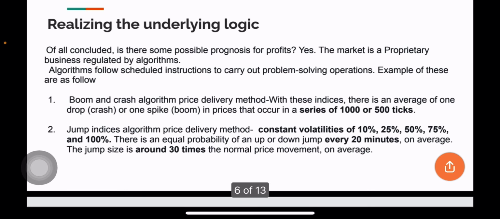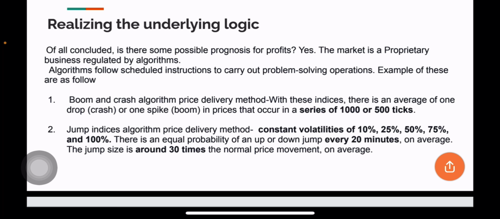Now, realizing the underlying logic of all we have concluded, knowing that we are actually trading against computers and that the business is a proprietorship business, a privately owned business, is there a possible prognosis for profit? Yes, it is possible. Now, this business is a proprietary business, so it means we are dealing with one entity. Another thing is algorithms follow scheduled instructions to carry out problem-solving operations. So examples are as follows.